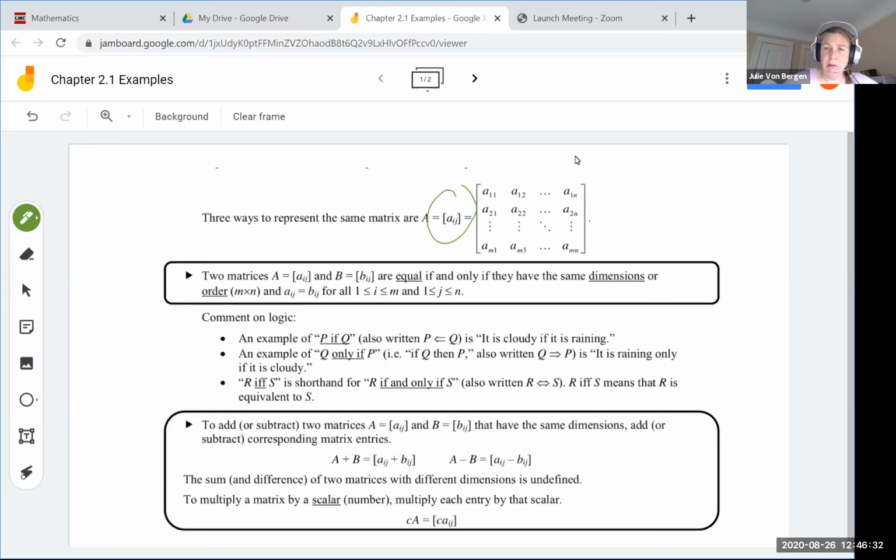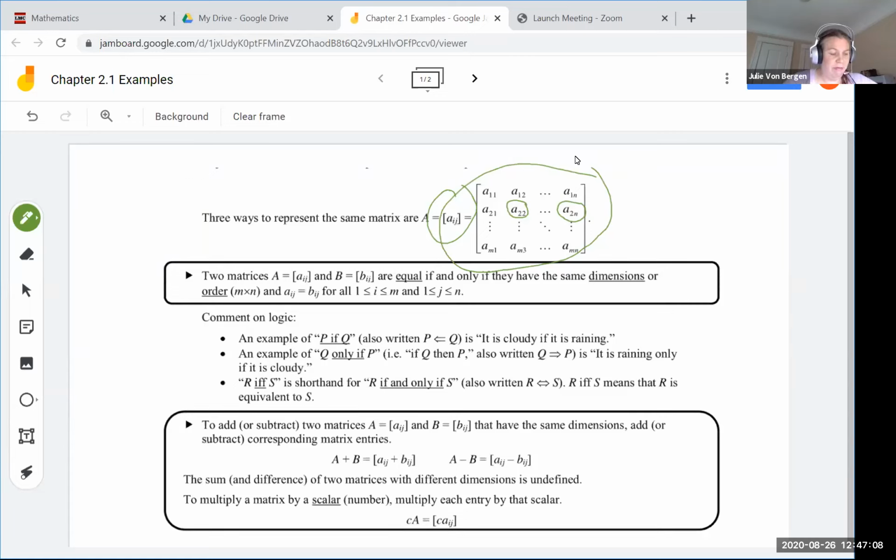So in our rectangular array here, we have m rows and n columns, and each entry in the matrix is represented by its position, rows first, column second, in the subscript. So over here, the entry a_2n is in the second row and the nth column. So we have some operations with matrices that we're going to be practicing in this section. Before that, we want to go over some of the properties and definitions.